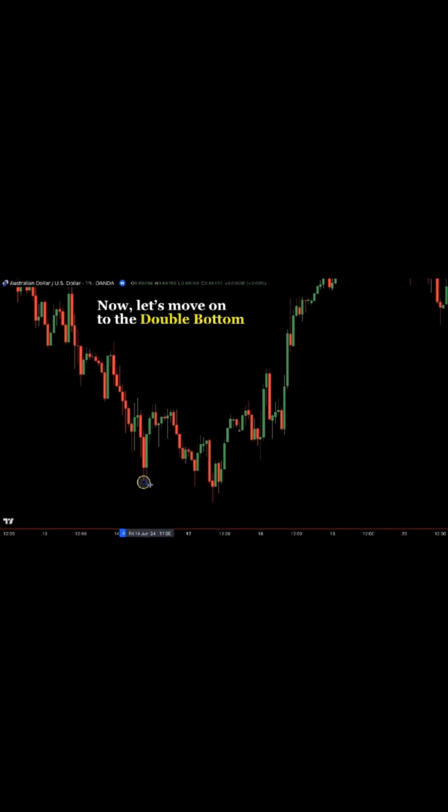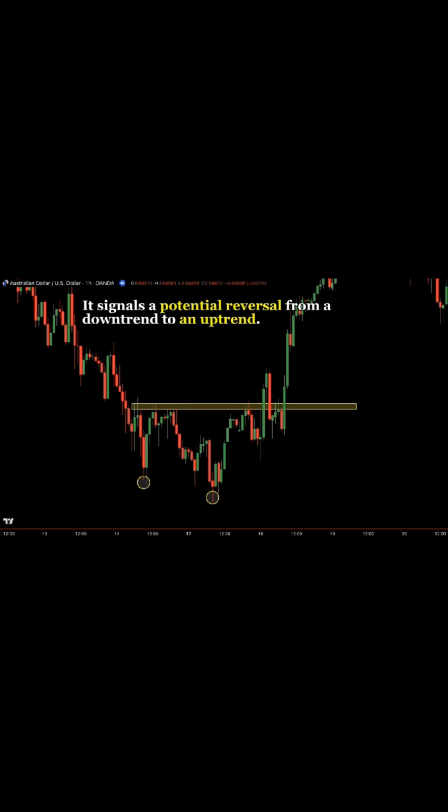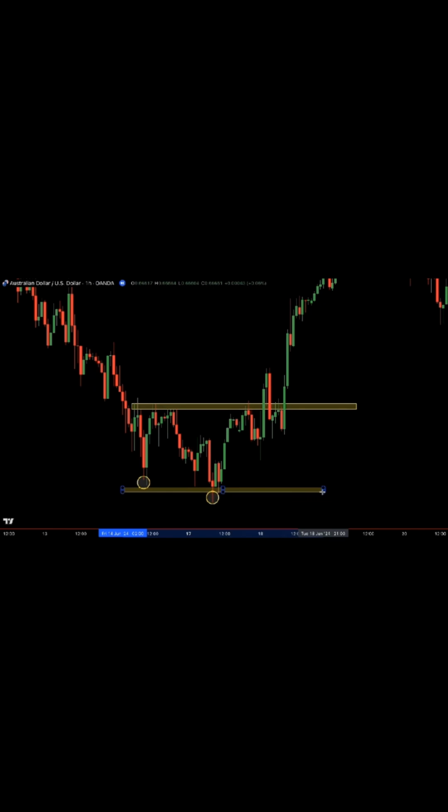Now, let's move on to the double bottom, which is the exact opposite of the double top. The double bottom signals a potential reversal from a downtrend to an uptrend. It's a powerful pattern that shows sellers are losing control and buyers are stepping in to push prices higher. This pattern forms when price attempts to break a support level twice but fails both times.